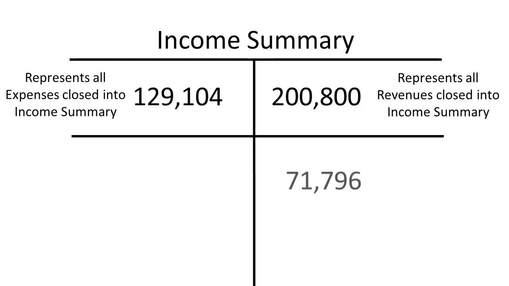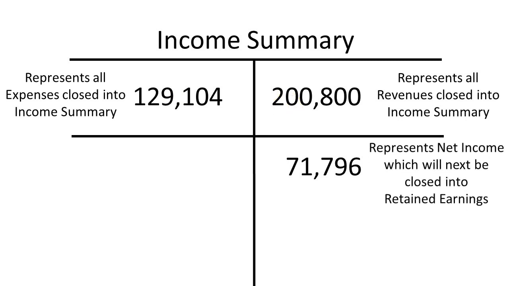We can now compute the balance in income summary, which should match the net income on our income statement of $71,796. After all revenues and expenses have been closed into the income summary account, the balance in the income summary account should be equal to net income. If it's a credit balance, you know you have net income because revenues exceeded expenses. If it's a debit balance, you know you had a net loss because expenses exceeded revenues. Therefore, the balance in the income summary account represents net income, if it's a credit, or net loss, which is a debit, and they will be closed into retained earnings.